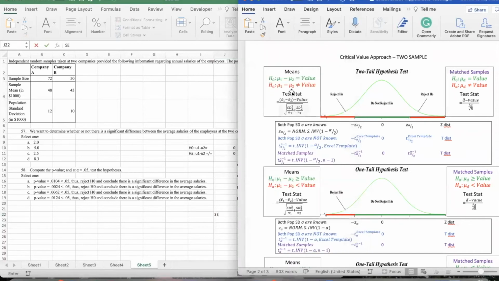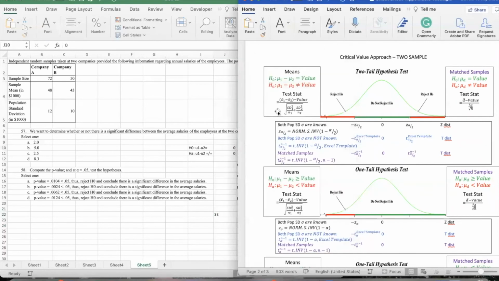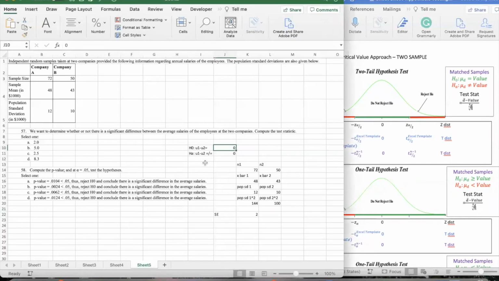Now let's get our test statistic. Let's do that formula. So it's x bar 1 minus x bar 2 minus value. The value for these types of problems, for chapter 10 problems, is just going to be 0. So we don't have to worry about that. So x bar 1 minus x bar 2 divided by our standard error. So let's write test stat. So x bar 1 minus x bar 2. Make sure you have the parentheses. And you want to divide that by the standard error. So when you do that, you get your test statistic of 2.5. So that's this one.